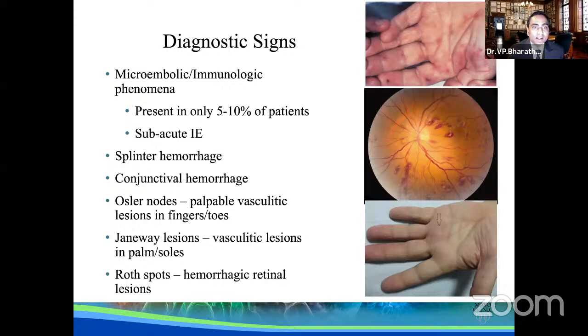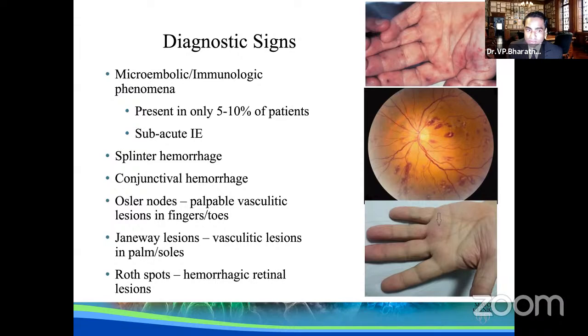So on the right, you see the pictures of the immunologic manifestations. On the top right, you see Janeway lesions. These are painless lesions present on the palm and sole. On the bottom, you see Osler nodes, which were first described in 1908, painful to touch, and the Roth spots. You can see splinter hemorrhages, conjunctival hemorrhages, and so on.